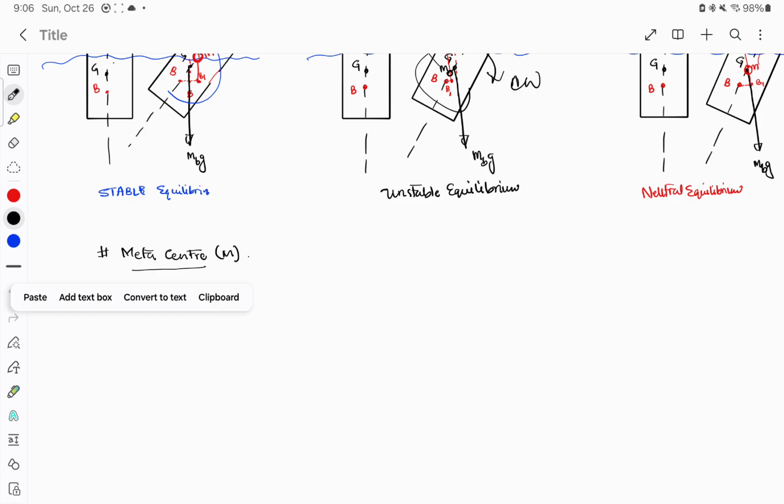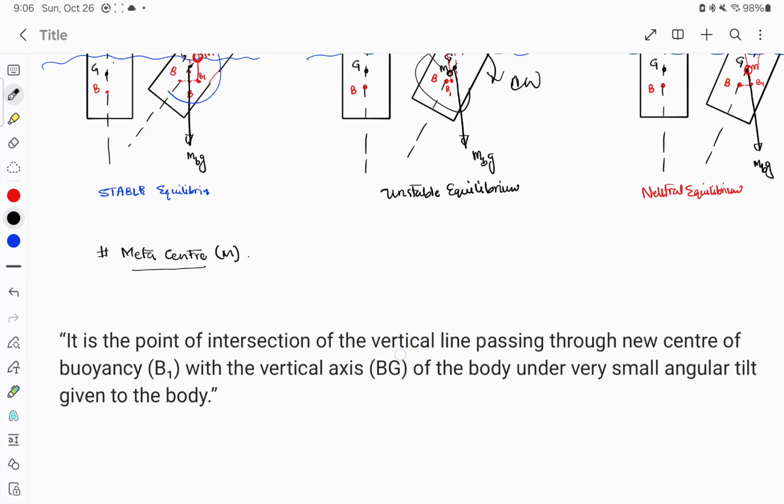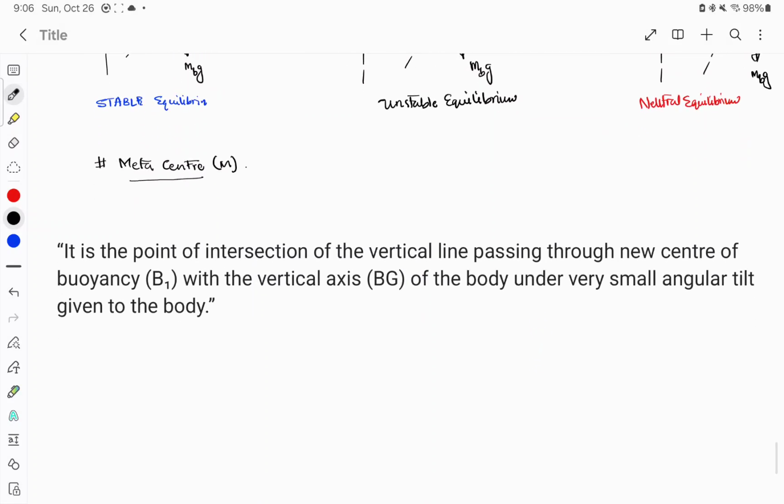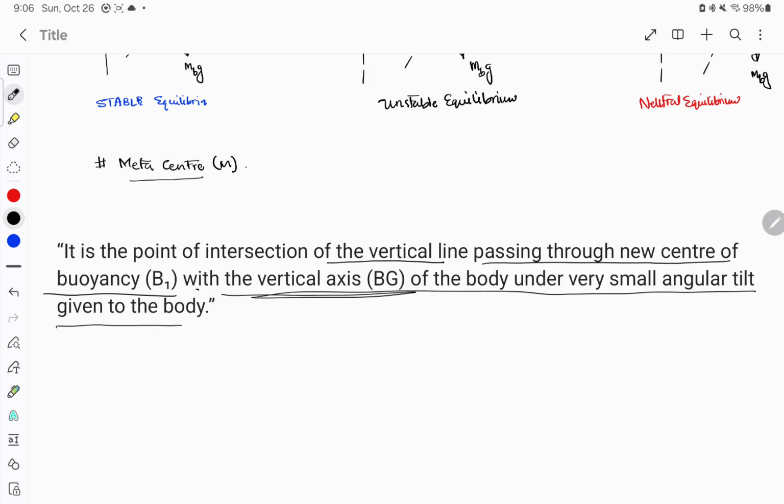So metacenter M is what? It is defined as the point of intersection of the vertical line passing through the new center of buoyancy, which means the line of action of the buoyant force, and the vertical axis of the body, for a very small angular tilt of the body.